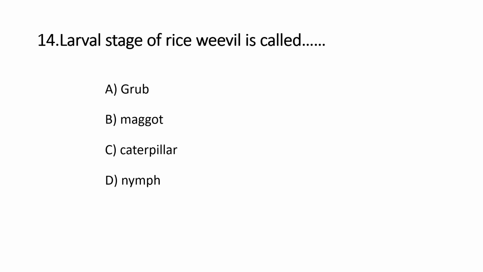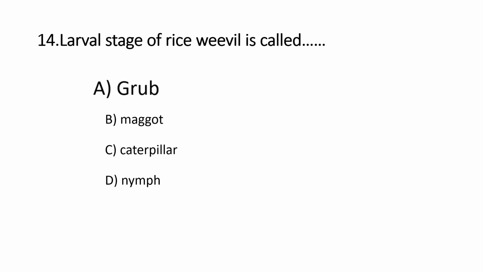Rice weevil is a coleopteran insect. Okay, and we know the coleopteran larva is called a grub. Here the correct option is grub. See this next, second option, maggot. Maggot is the dipteran larva, like mosquito larva.